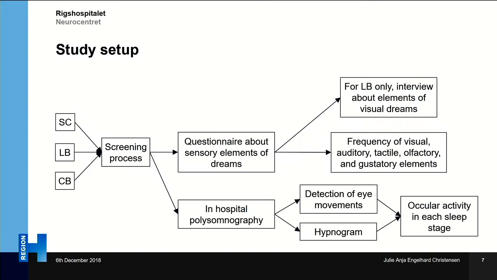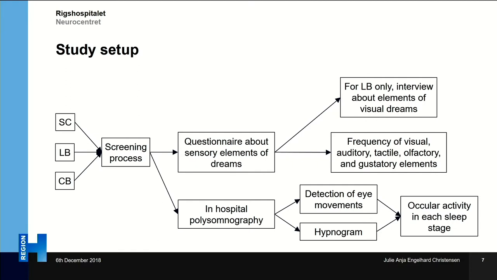So this is the study setup. The three subject groups first went through the screening process. After this, we asked about the dream content, the sensory elements of their dreams. We did that over a 30-day period where we asked them about their visual, auditory, tactile, olfactory and gustatory elements of their dreams. Based on this 30-day period, we could compute the frequency of these components. And for the late blind participants, we also interviewed them about the specific elements of their visual dreams, so more in detail about their visual dream content.